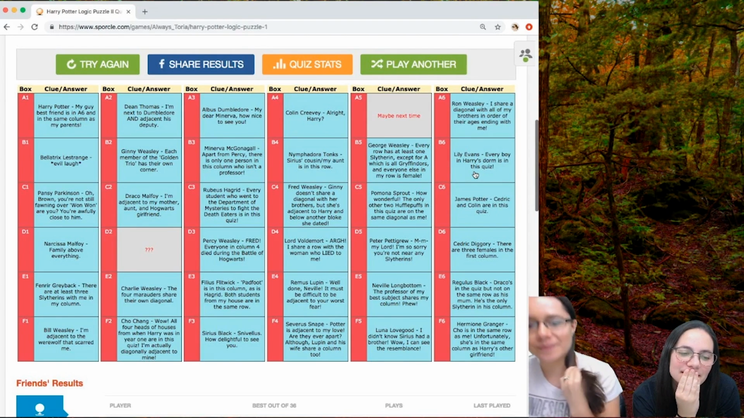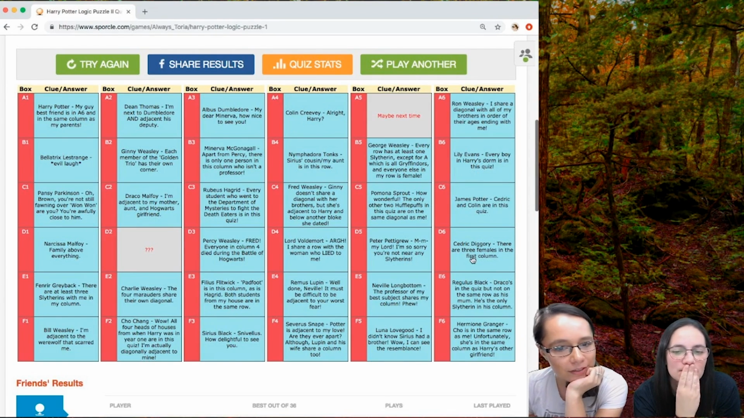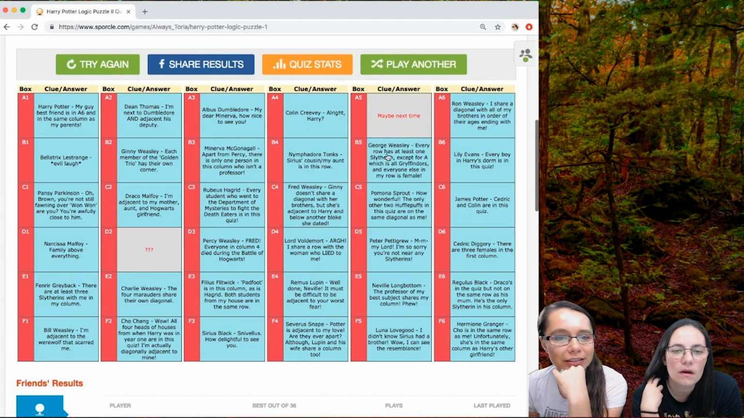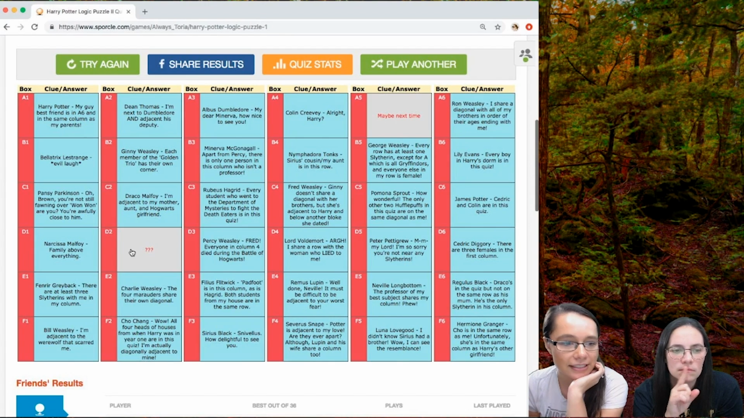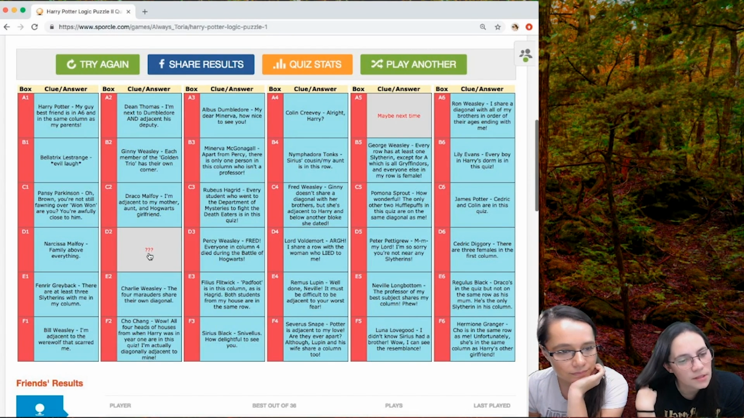Okay, so three females in the first column. We got that. We don't need that. I think we were supposed to get that clue faster. We were just a little slow on the uptake. We just didn't get that Sprout couldn't be here. And we got Sprout's clue: every boy in Harry's dorm was on this quiz, so Seamus had to be in there somewhere. We had a 50-50 shot. We put him in the wrong place. So Seamus is D2. Right, but how were we supposed to know that?